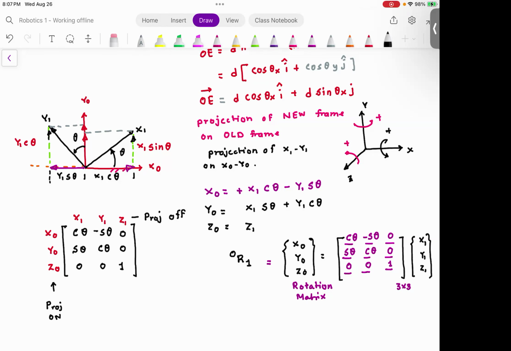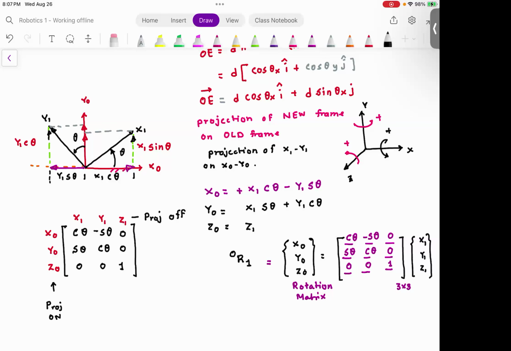Everyone understood this? You will use this again and again: projection of, projection on. X1, Y1, Z1 is the new coordinate frame. X0, Y0, Z0 is the old coordinate frame. We always project the new coordinate frame onto the old coordinate frame. So the projection of X1 onto X0 is cosine theta. Projection of Y1 onto X0 is minus sine theta. Projection of Z1 onto X0 is 0.